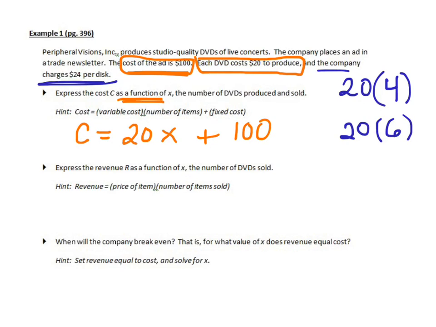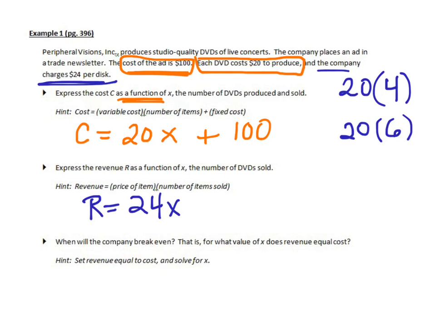So part 2 here: express the revenue as a function of X, the number of DVDs sold. Revenue, the total amount of money that's coming in, is however much is being charged for each item, $24, times the number of items sold. So if you sell 1 DVD, the company brings in $24. If they sell 100 DVDs, they would bring in $2,400.